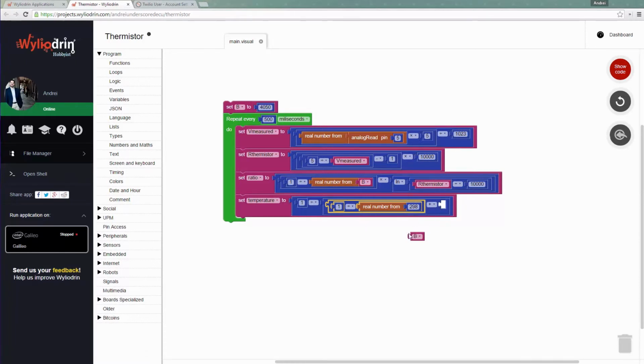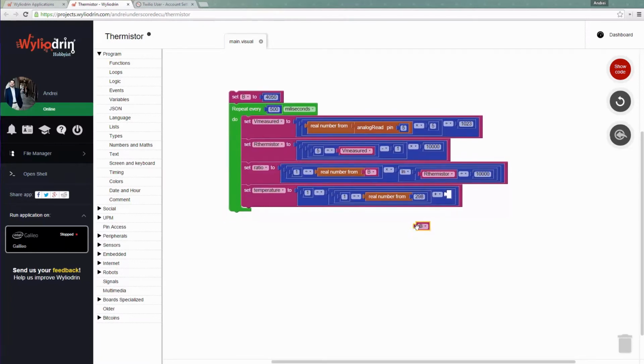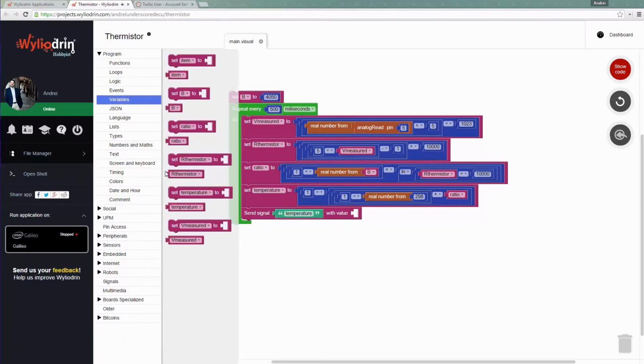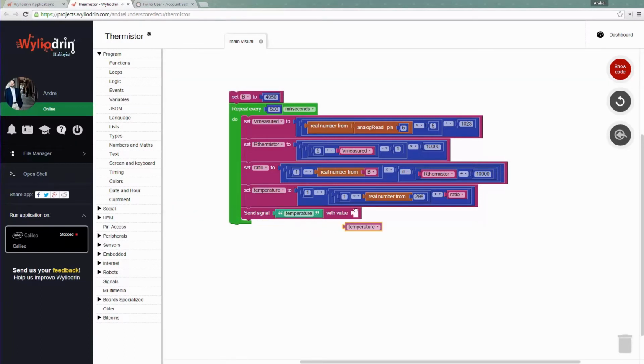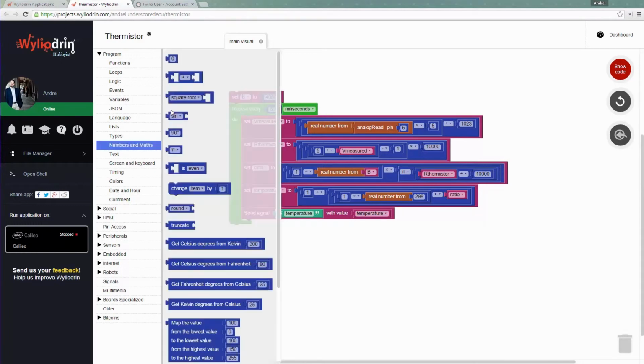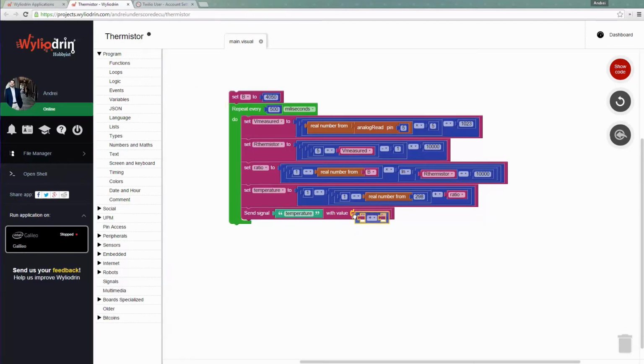Again, make sure this is a real number because we want this fraction to be as precise as possible, plus the ratio. Now, in order to display the actual temperature, we need to take into account that the formula is valid for Kelvin. So we need to subtract 273 from this value that we get.